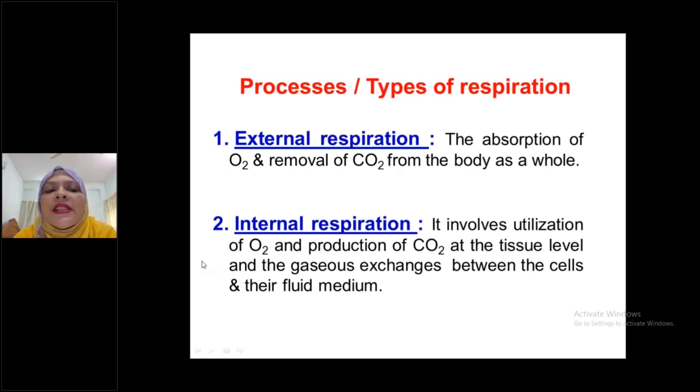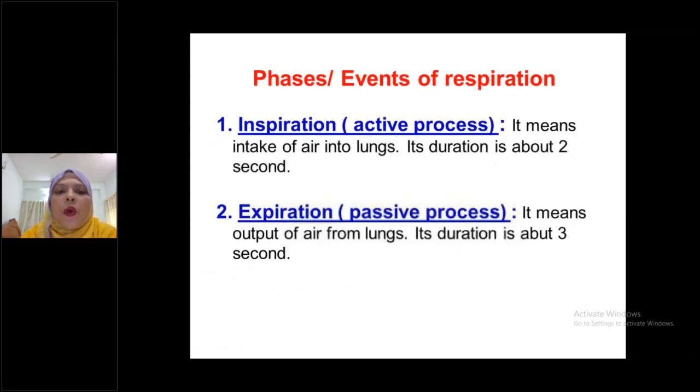So this is the common viva question. What are the processes or types of respiration? You have to remember this question here. Okay, now number 2, what are the phases or events? Same thing. The examiner might ask what are the phases of respiration, or what are the events of respiration. Same thing.